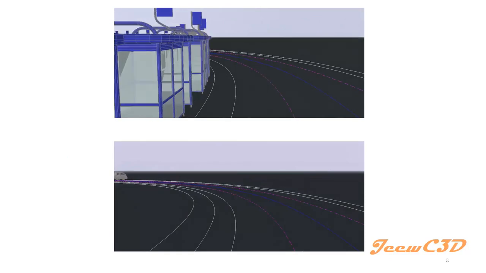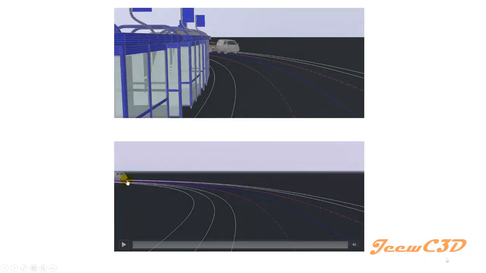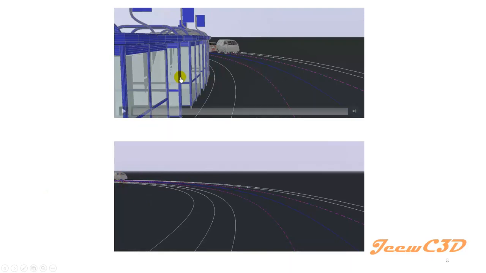So you can see in both cases the vehicle is running. This is seen as a driver eye height view, so you can see what is happening. Here at the bottom image, you can see once the obstruction is seen, the vehicle is stopped. If you can remember, this stopped first and this stopped second. That means this vehicle was seen later than this one.